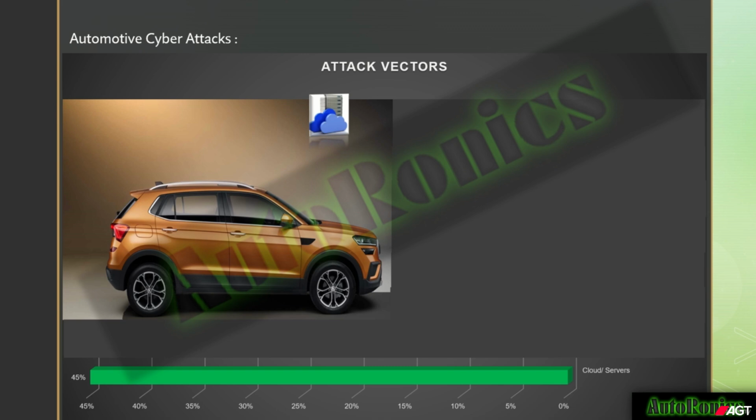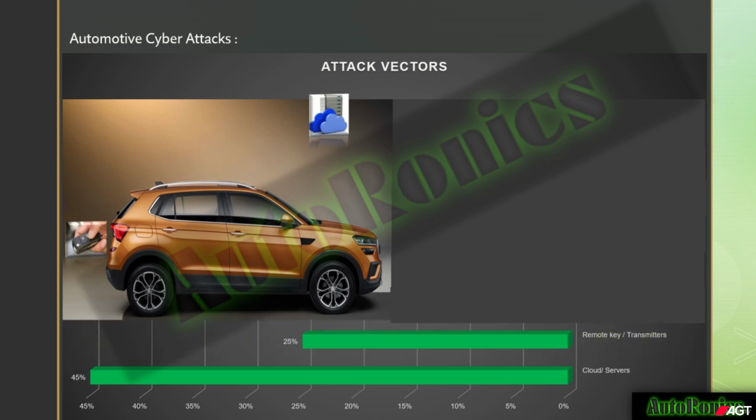If you talk in percentage, 45 percent of attacks are via this system only, mainly for connected vehicles or vehicle to X, etc. So the hackers are using this threat of internet to get into the vehicle software so that they can control the vehicle, manipulate the user, and then get into the vehicle control completely.